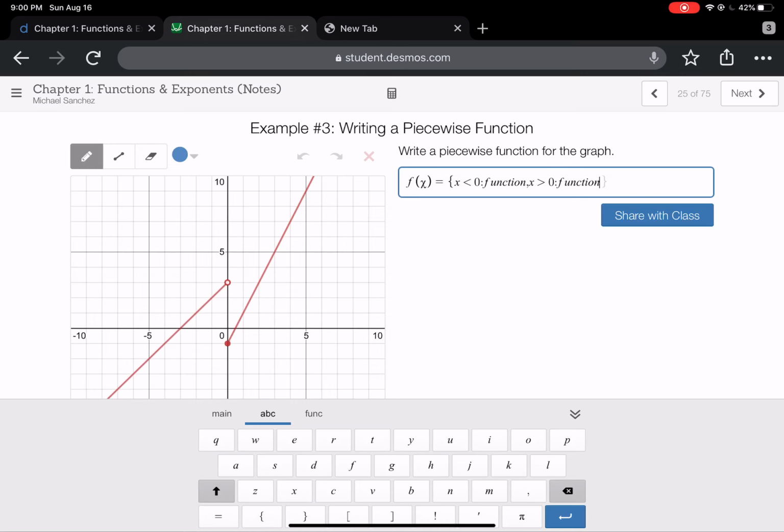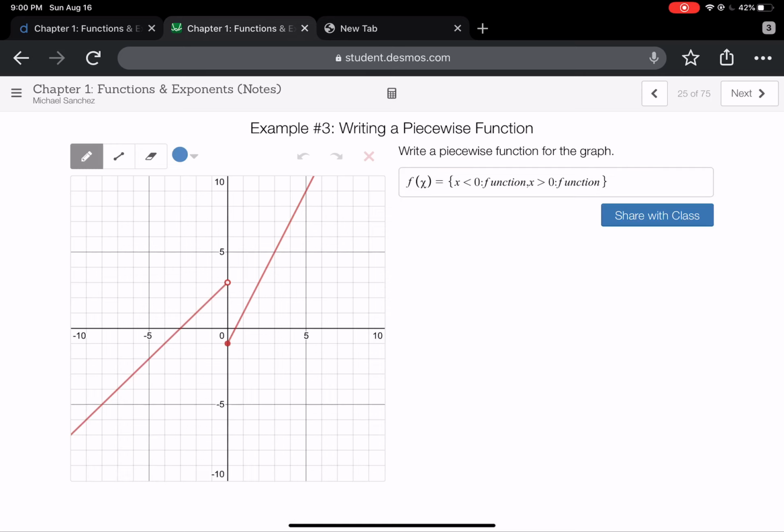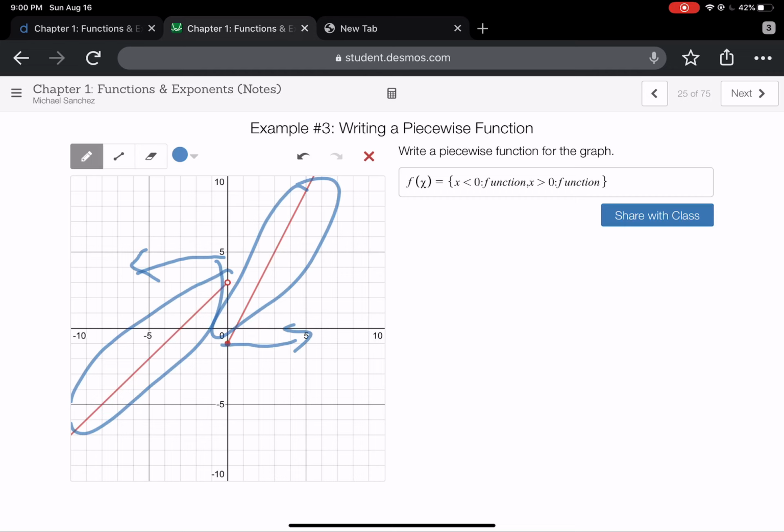All right, so what I did here is I actually wrote less than and then greater than, just because I have two pieces of the function, right? This piece and this piece. And one's going to be to the left, which is less than, and one's going to be to the right, which is greater than. So that's why I set that up that way, because I already know it's going to be less than or greater than.